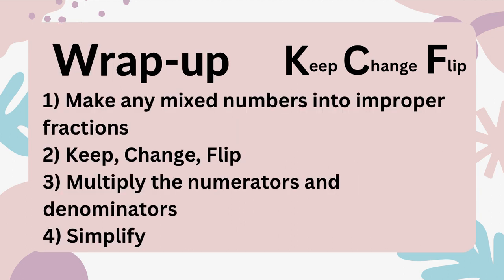So to wrap everything up, when you are dividing fractions, you use keep, change, flip, or KCF. First, you make any mixed numbers into improper fractions. Then you do keep, change, flip. Then you multiply the numerators and the denominators, and you simplify. And that is how you divide fractions.